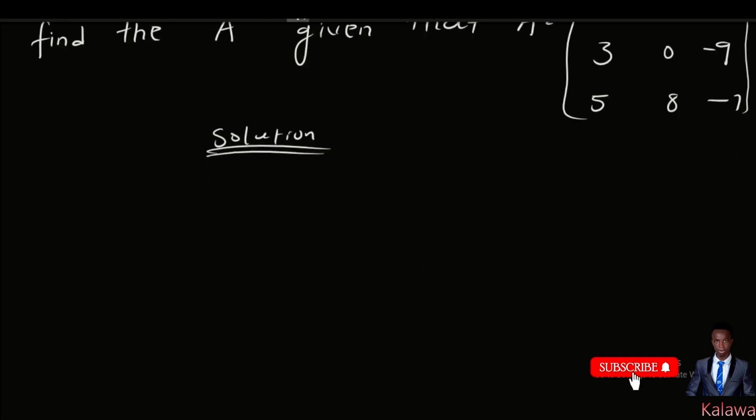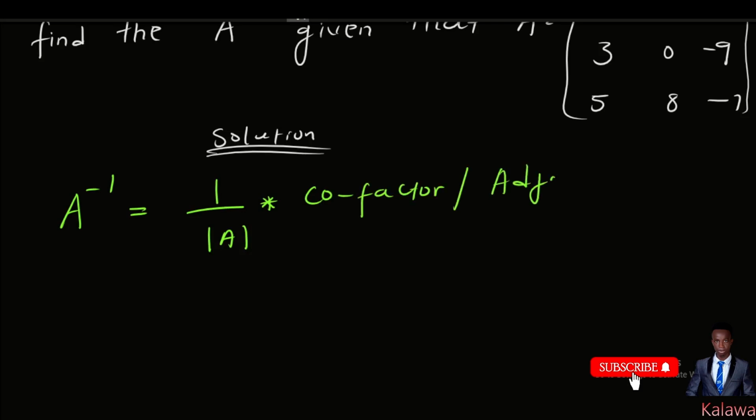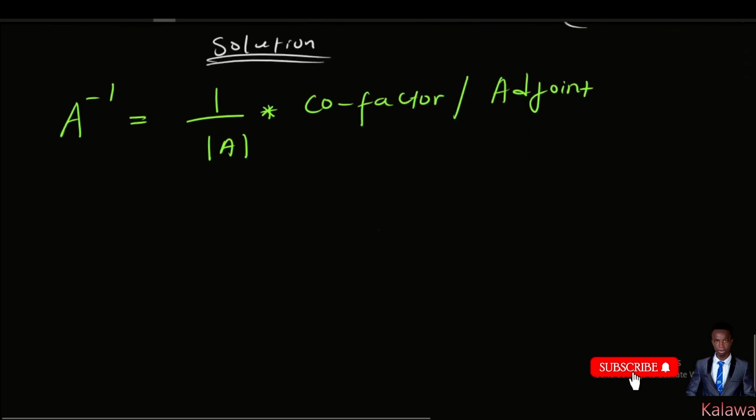Remember that the inverse of A, let's take up the formula, is always equal to 1 divided by the determinant of A multiplied by the cofactor, or we say the adjoint. So this is the formula. So let's determine each element in the formula. The first step is, let's determine the determinant of A.